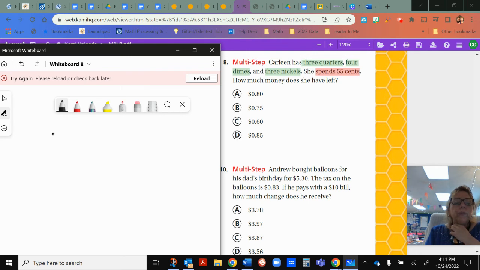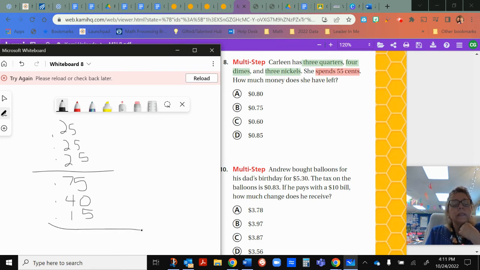Here's what I know. 3/4. That's 25 plus 25 plus 25 cents, right? We're talking money. So that is a total of 75 cents. And she has 4 dimes, which is 40 cents, and 3 nickels, 5, 10, 15 cents. I'm going to total this up. Now look at this here.